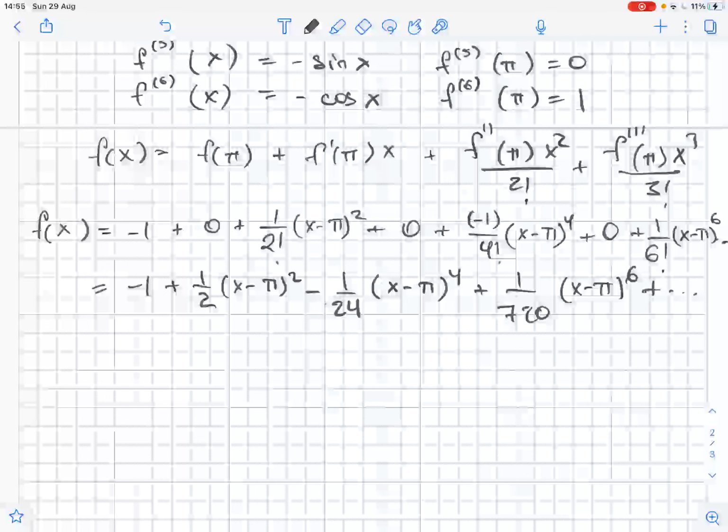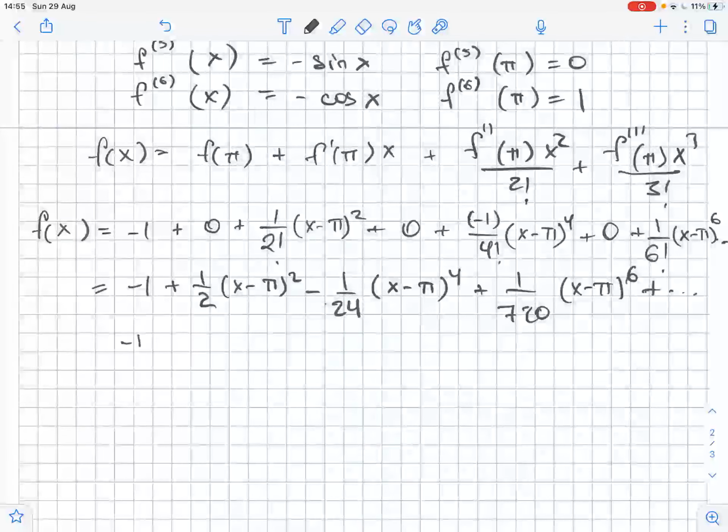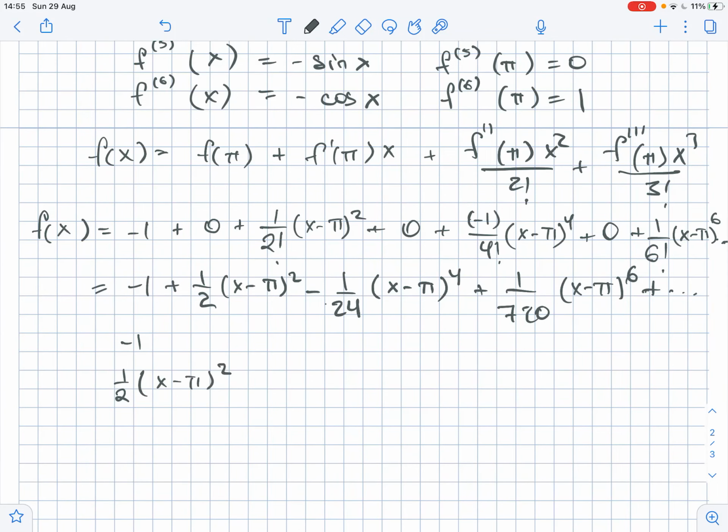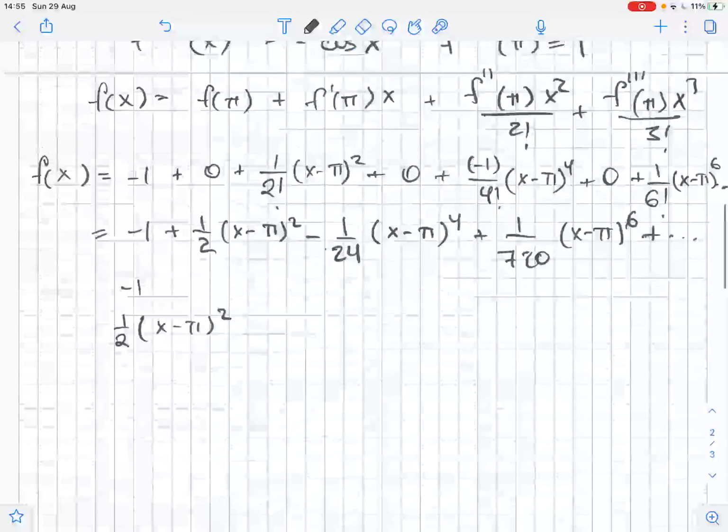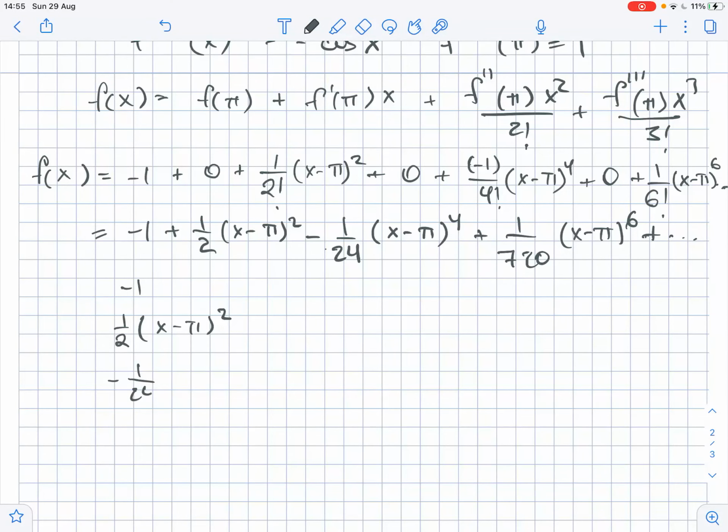So from this we see that the first four non-zero terms of the Taylor series centered at a are negative 1, 1 over 2 times (x minus pi) squared, negative 1 over 24 times (x minus pi) to the fourth power, and 1 over 720 times (x minus pi) to the sixth power. Well, now let's try to represent it with a summation notation.